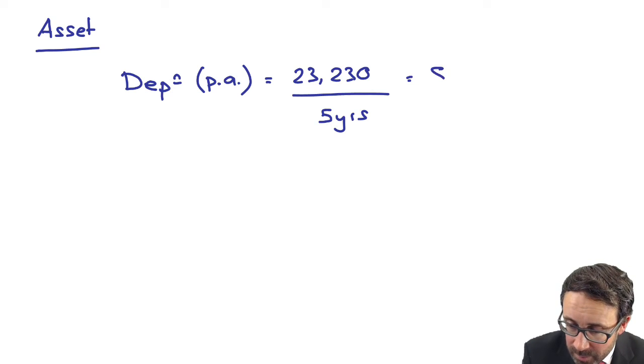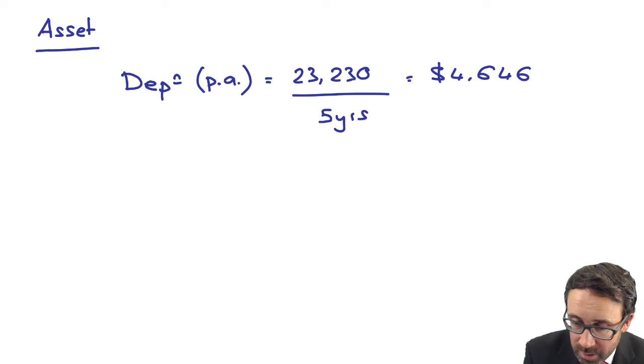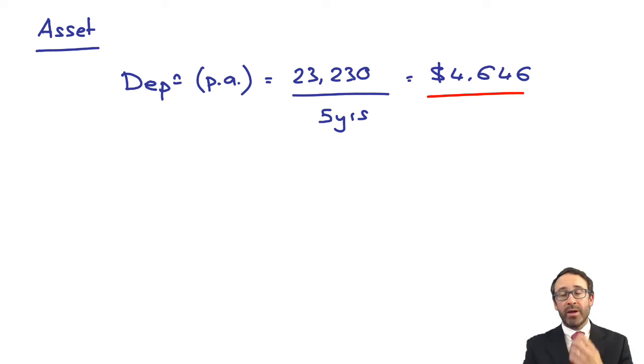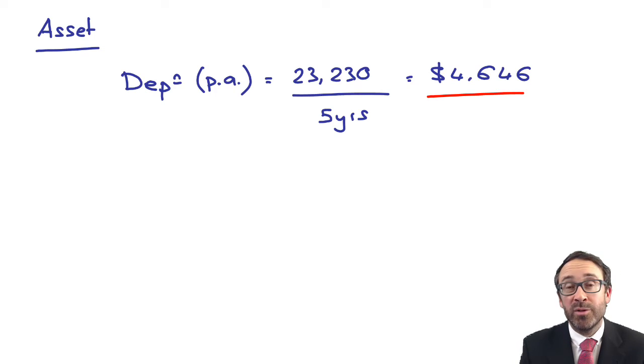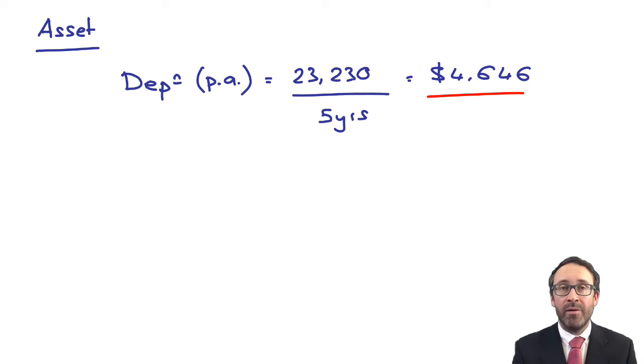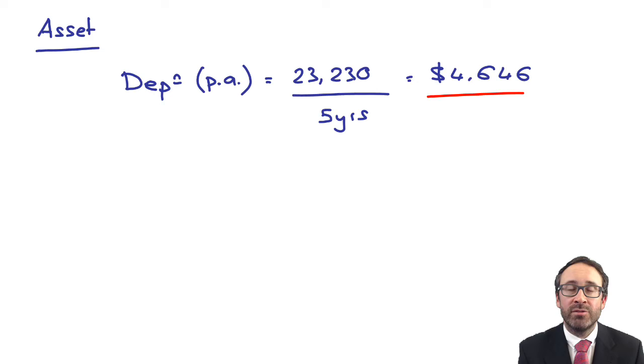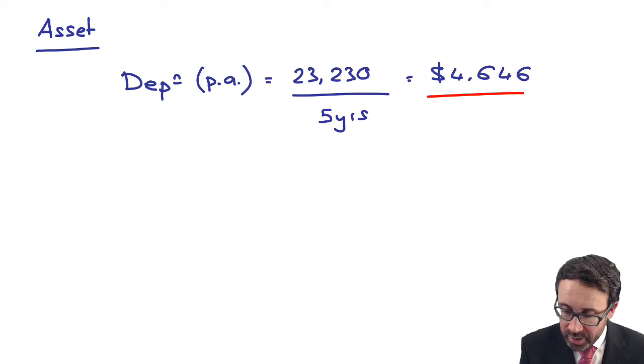And again, working that on your calculator is that 4646. So we will recognise 4646 within profit or loss each year, and the value of the asset is reduced by a corresponding amount recorded in accumulated depreciation each year. Okay, that's it. Pretty straightforward, I think.